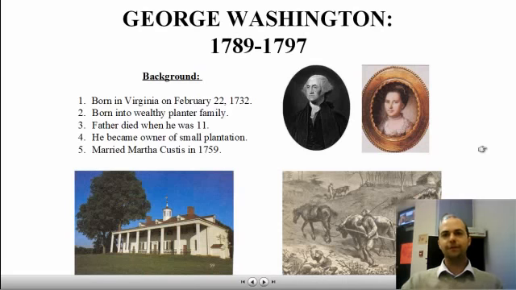All right, George Washington was our first president. He served from 1789 to 1797. And as you can see there for his background, his public service was nothing new. He was in the public eye for most of his life. He was born in Virginia on February 22nd, 1732. He was born into a pretty wealthy planter family, but when he married Martha Custis in 1759, he became one of the richest planters, and many say the richest planter, in the entire United States. His father died when he was 11, so he became the owner of a smaller plantation.